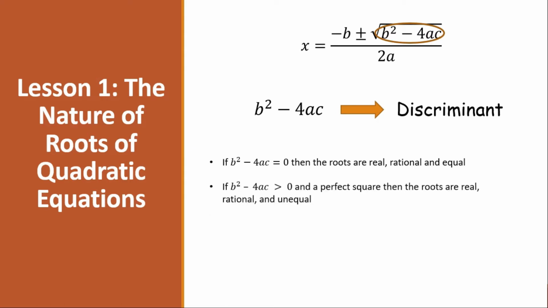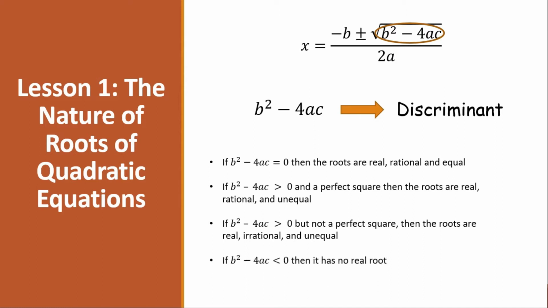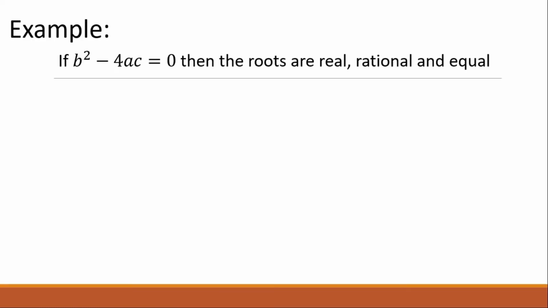Second one, if b squared minus 4ac is greater than 0 and a perfect square, then the roots are real, rational, and unequal. Then, if b squared minus 4ac is greater than 0, so ito naman, kanina 'di ba perfect square, ngayon naman pag hindi daw perfect square, then the roots are real, irrational, and unequal. And lastly, we have if b squared minus 4ac is less than 0, then it has no real roots.